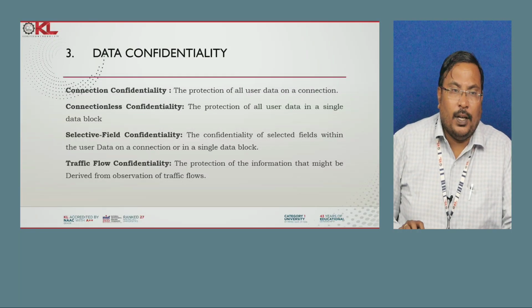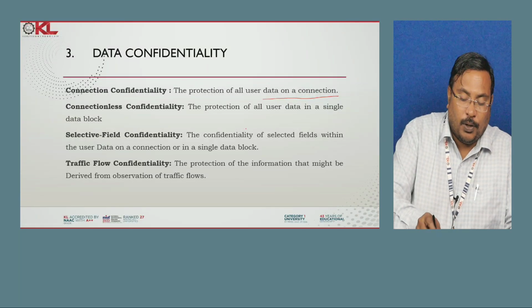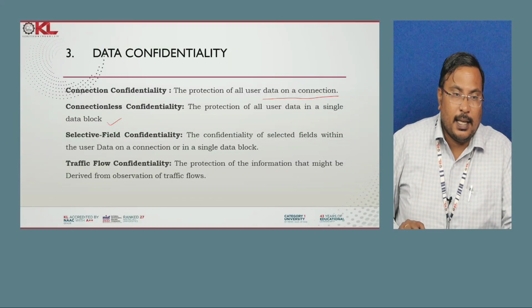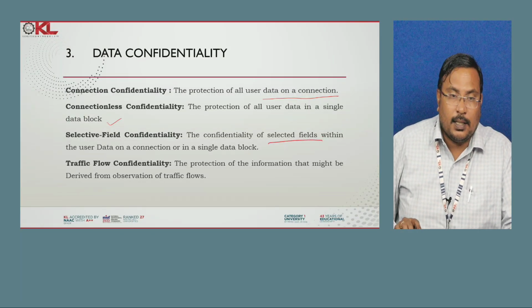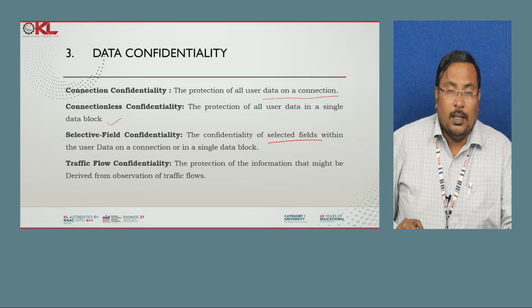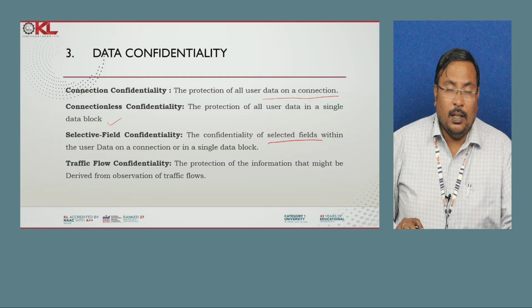Next, data confidentiality. Confidentiality is protecting the data. Okay, the protection of all user data in a connection. The protection of all user data in a single data block is known as connectionless confidentiality. Selective field confidentiality is the confidentiality of selective fields within the data. We are not providing security for the entire data, we are providing security for some fields. For example, if you take a form, in that form some data does not have any security problem, so for that kind of data we are not providing confidentiality. Because it is a huge amount of data, if you provide confidentiality it will take more time.